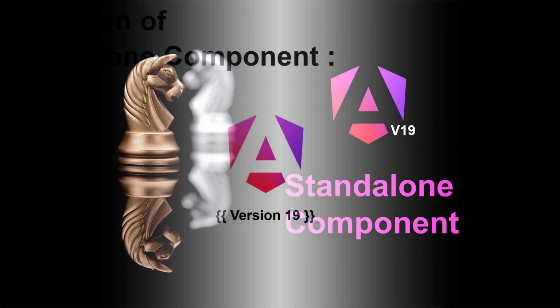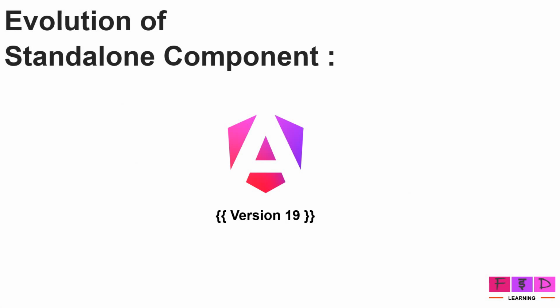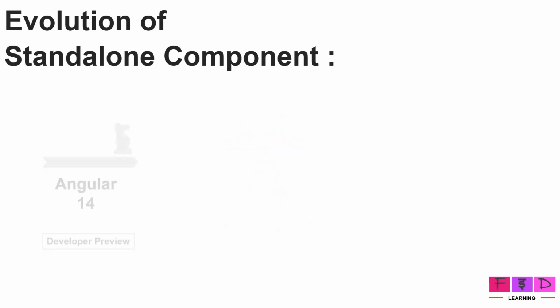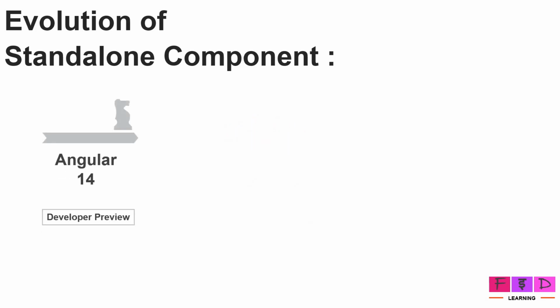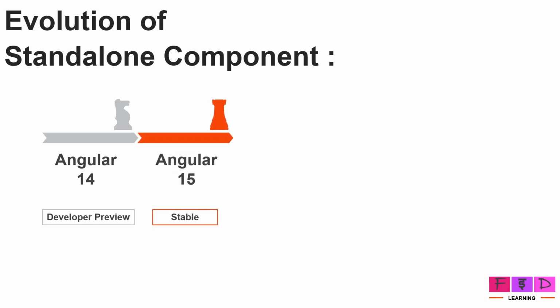So first, let's talk about the evolution of standalone components. In Angular, components are the fundamental building blocks. Normally, when we create a new component, it must be declared in the module where it's being used. But with Angular 14 and later, we can create standalone components that can be used independently without being part of any ngModule. So Angular 14 introduced standalone components in developer preview. By Angular 15, they became stable.